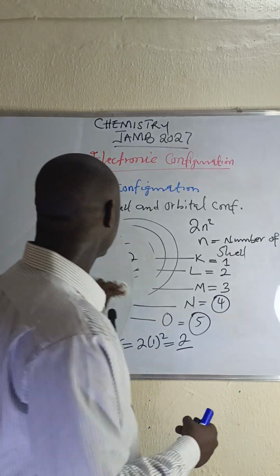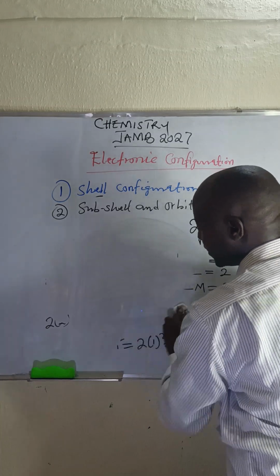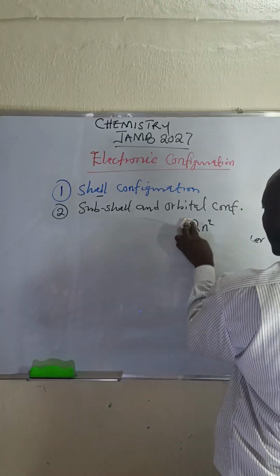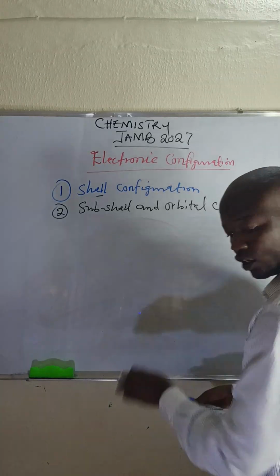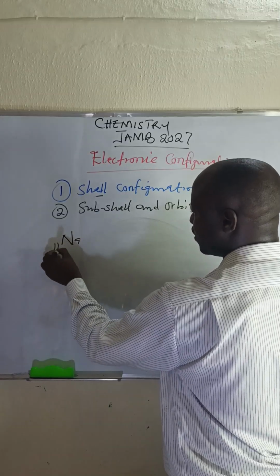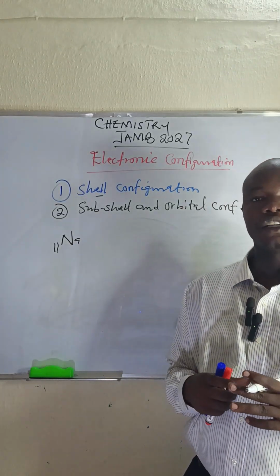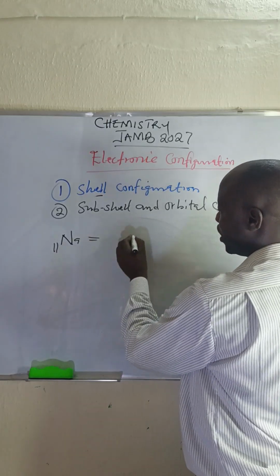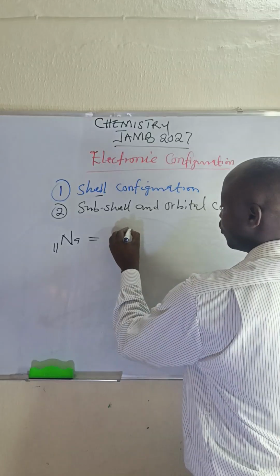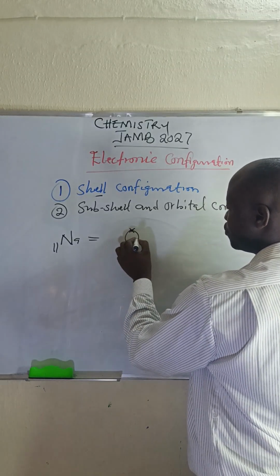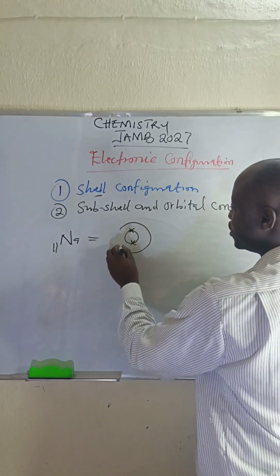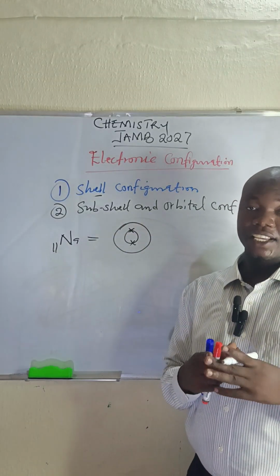So let me try to draw it. Of course, let's say we have sodium. The atomic number for sodium, ladies and gentlemen, is 11. If you want to draw the electronic configuration for sodium, we are now going to draw our circle. The first shell, which is the K shell, accommodates a maximum of 2 electrons. And then the second shell, which is the L shell, accommodates a maximum of 8 electrons.